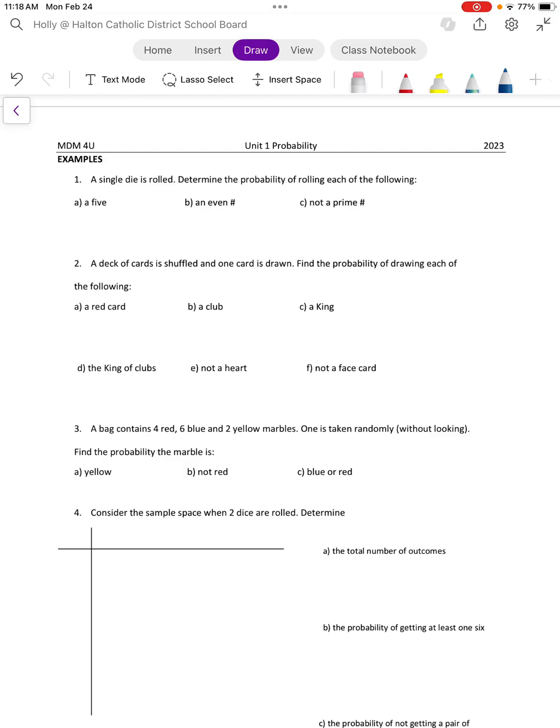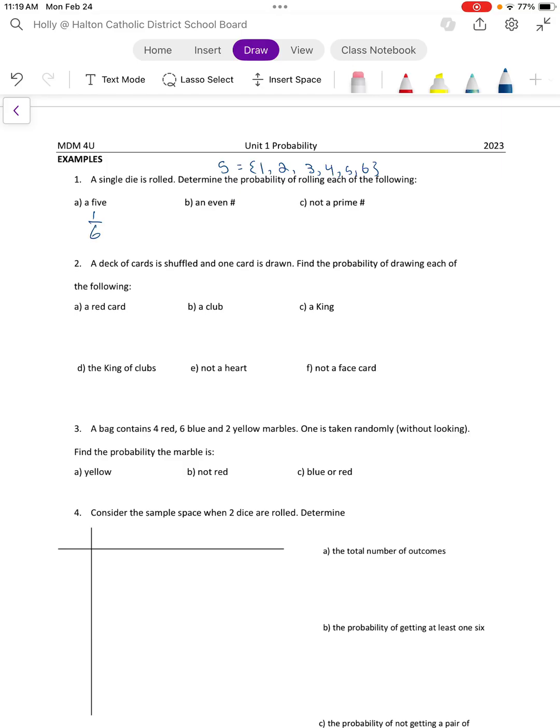So remember, the set of die or your dice, your sample space would be 1, 2, 3, 4, 5, 6. I have 6 sides to my dice. The probability of rolling a 5, if I look at my sample space, is 1/6. I have 6 sides.